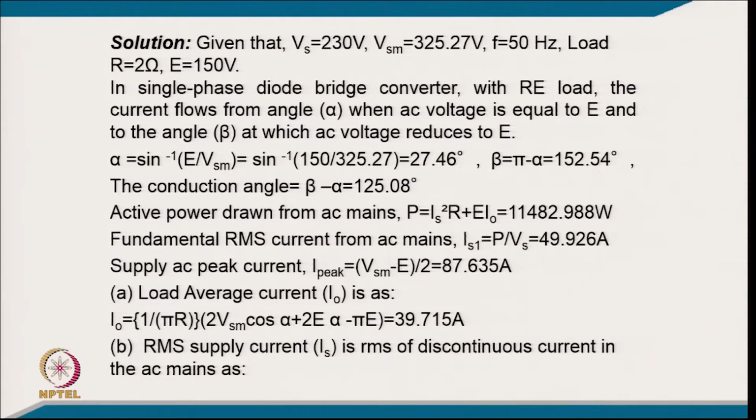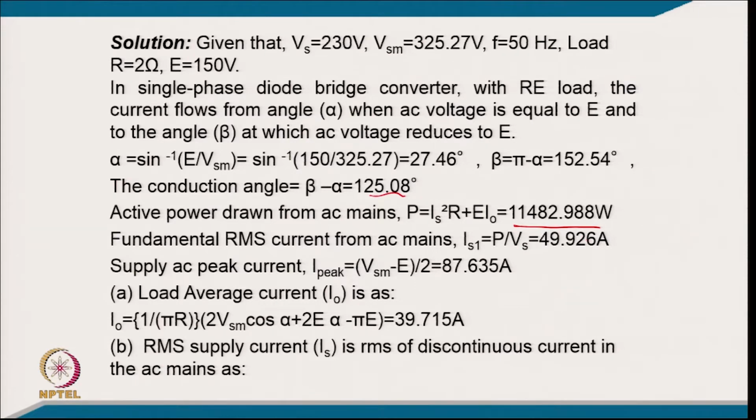So, it is pi minus alpha, that is 152.54, and the conduction period is beta minus alpha. So, out of 180 it is only typically 125.08 degrees of conduction. The active power drawn from AC mains will be P equal to Is square R plus E0 E I0. So, putting the value, the active power comes to 482.98 watt.